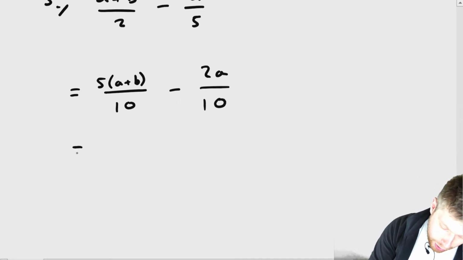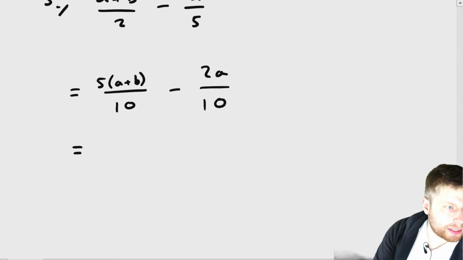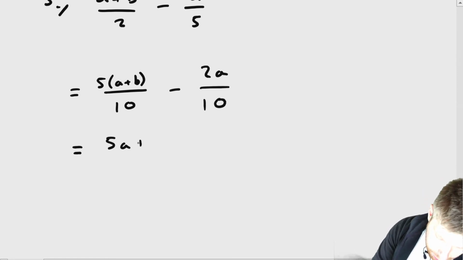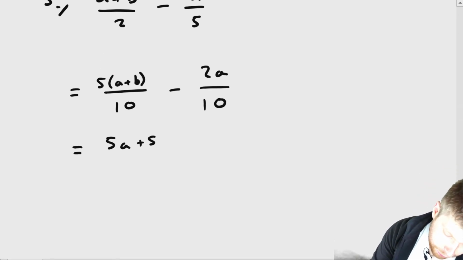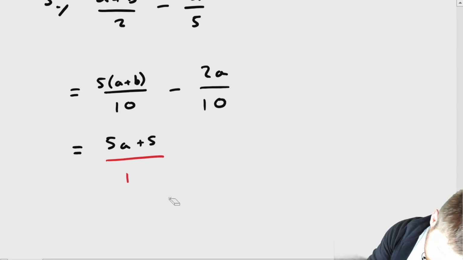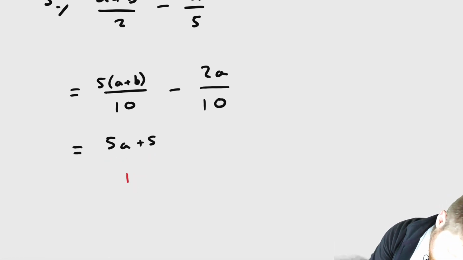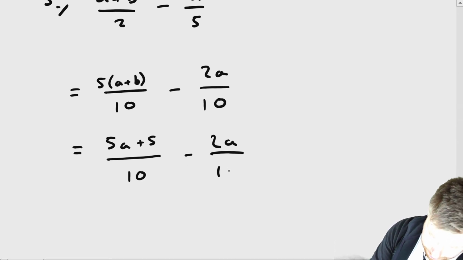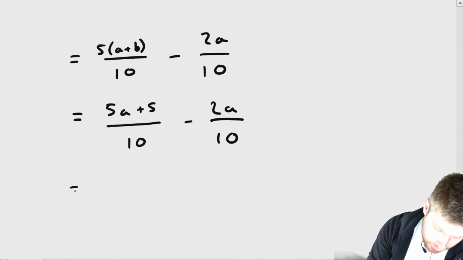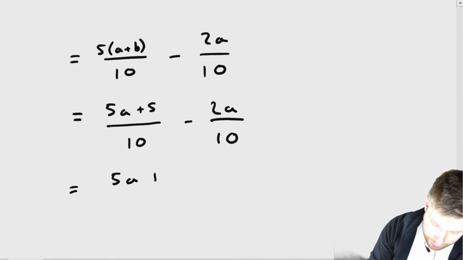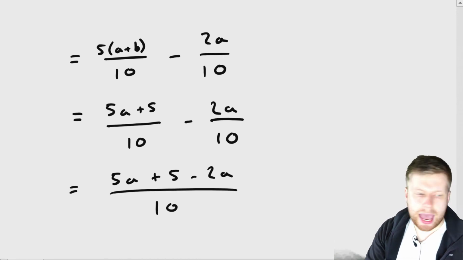Now before I go any further, I'm just going to multiply out the numerator. So I've got 5a plus 5b. I've just simply expanded this out, just like we were doing before. So 5a plus 5b over 10, minus 2a over 10. Now all that's left to do, because I've got the same denominator, is just write this as one single numerator. So 5a plus 5b minus 2a, all divided by 10.